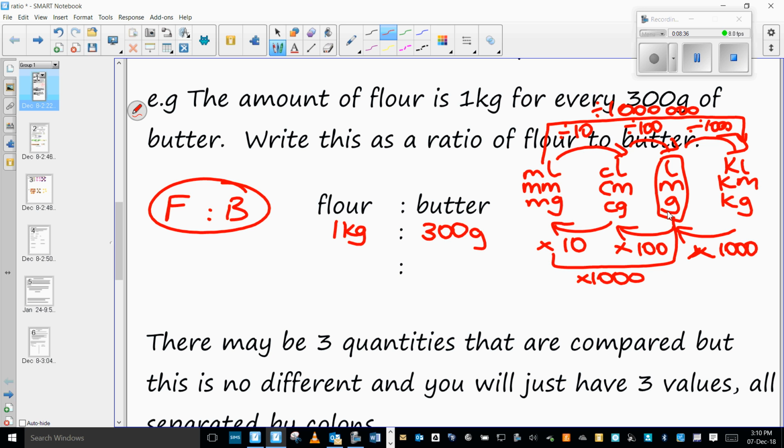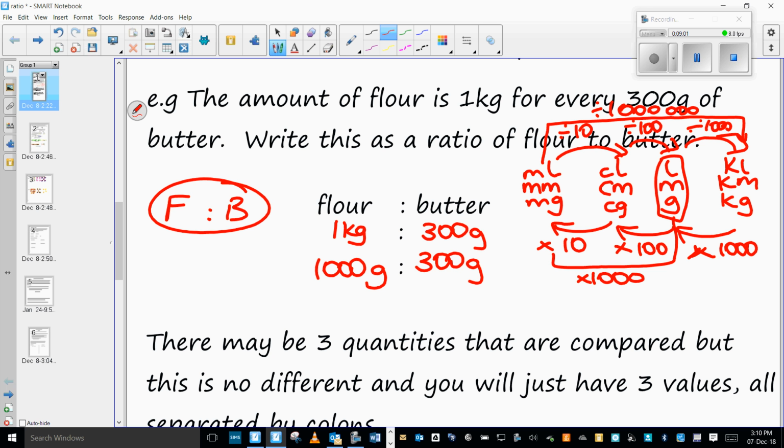So the chart here has an arrow from a kilogram to a gram. And what does it say underneath it? So that's what we're going to do to our number. We're going to multiply it by 1,000. So what's 1 multiplied by 1,000? Easy. So we've got 1,000 grams and 300 grams.